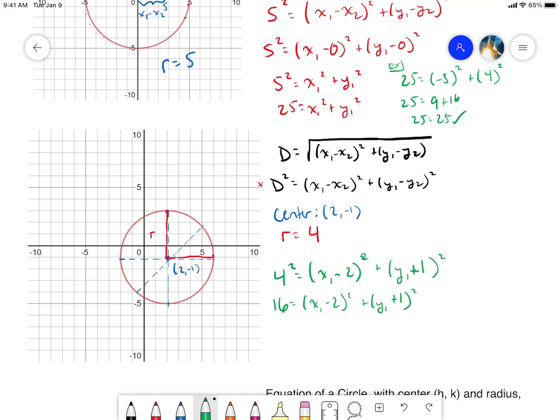Because if I plug in some values, so if I try plugging in this point right here, or this point right here, you'll see that this equation works out. So this leads us to, all right, how do I generalize this for any circle in any coordinate plane?